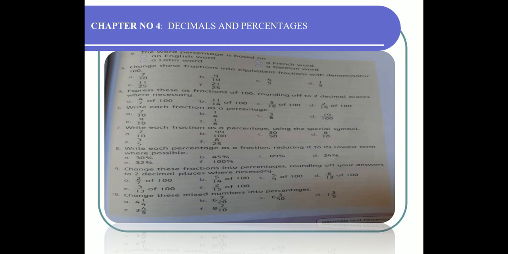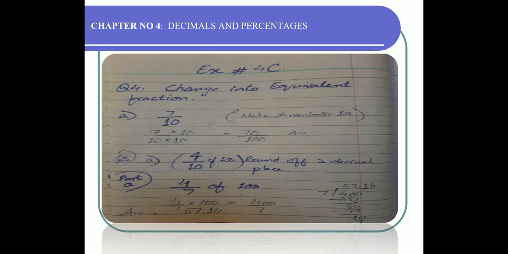I have done all these parts for your understanding, from question number 4 to 10. Change into an equivalent fraction. What you have to do is simply make the denominator 100. When we multiply 10 with 10, it becomes 100. So multiply 10 with the denominator and numerator, and we will come to know the answer: 70 by 100.